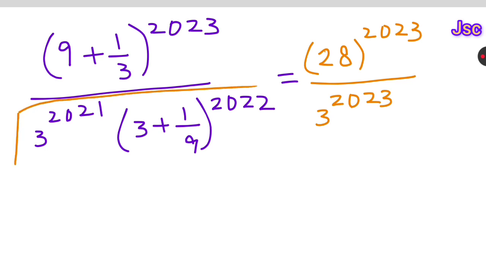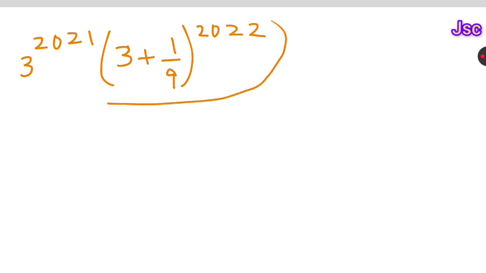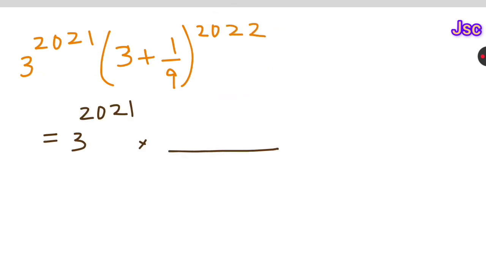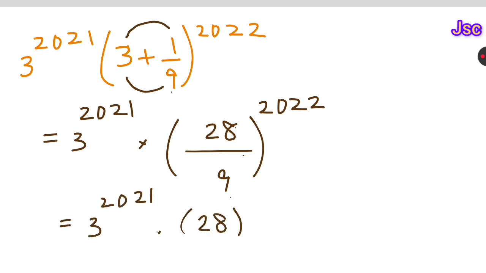What we have is 3 raised to the power of 2021 times (3 + 1/9) whole raised to the power of 2022. First I am going to take the LCM for this part. The LCM is 9. So 9 times 3 is 27, 27 plus 1 gives 28. So 28 whole raised to the power of 2022. It is in the form of (a/b) whole raised to the power of m. We can write this as 28 raised to the power of 2022 over 9 raised to the power of 2022. So let's take this as a denominator.